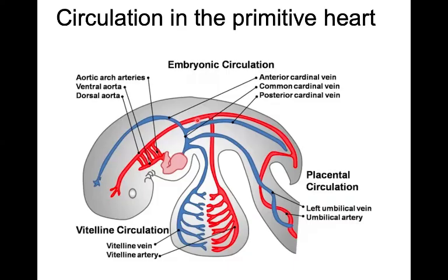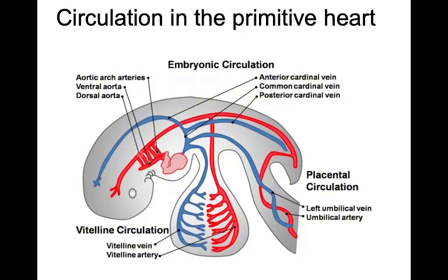Okay, so circulation in the primitive heart. If this is the developing embryo, the heart is forming. It has not fully formed, but it has formed and is functional, but not fully functional. These are the aortic arches, so we know how they are formed and what they will form.